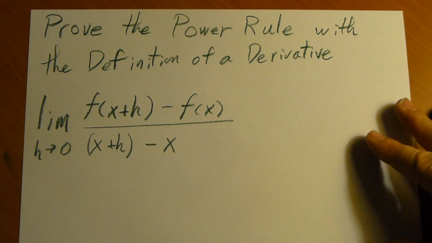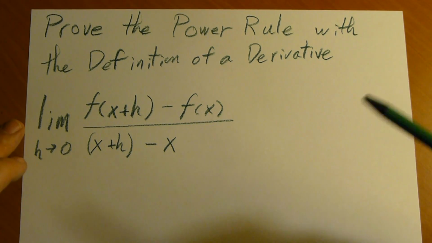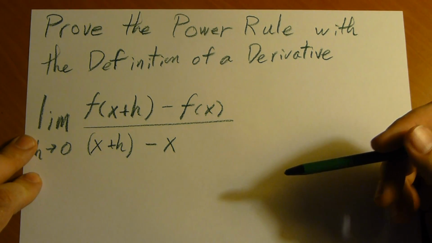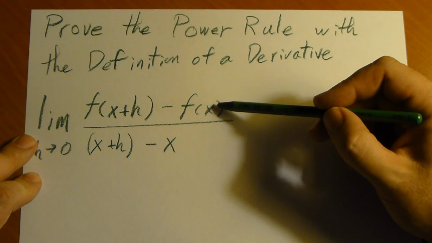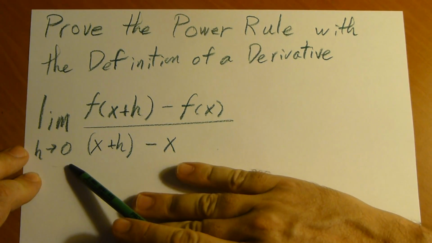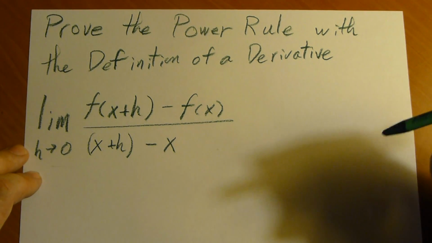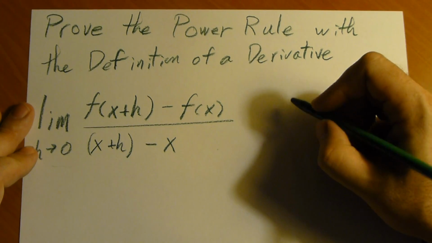In this video, we're going to look at how to prove the power rule using the definition of a derivative. The definition of the derivative, first of all, is the limit of a slope. We've got rise over run, as h goes to 0.